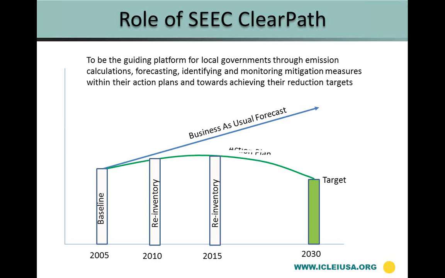To reiterate, we really see the role of SEEC ClearPath as the guiding platform for local governments through emissions calculations, forecasting, identifying and monitoring mitigation measures within their action plan, and working towards achieving their reduction targets. Where we see the monitoring module come into place is to see whether or not the strategies are actually mitigating against the business as usual forecast. That's why I set up this little arrow: we really see the monitoring module as the final piece within a comprehensive online emissions management platform.